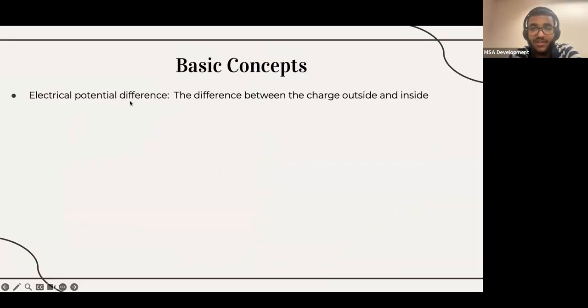There are also some basic concepts you have to understand before being able to understand this lecture. Electrical potential difference is a very important term. It's basically the difference between the charge outside and inside. An easy way to remember this is that the electrical potential difference is the charge inside the cell. So if I tell you that the electrical potential difference is negative, then the inside of the cell is negative. And if I tell you that it is positive, then the inside of the cell is positive.